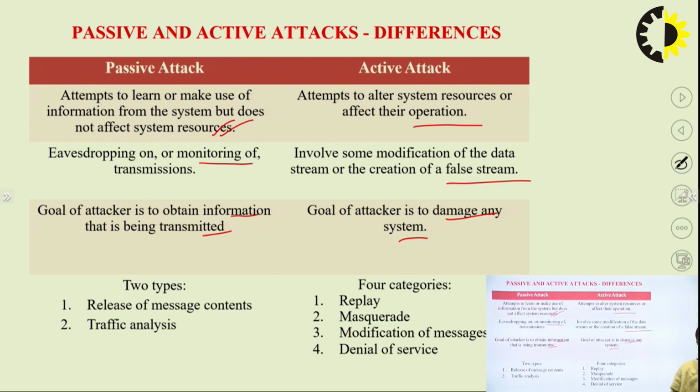So the goal is not only the monitoring of the message or the data which is being transferred. They are interested in doing any type of damage to a particular system. There are two types of passive attacks: release of message content and the analysis of traffic. That means whatever traffic is being transmitted, they only analyze the traffic, not doing any changes or harm to the data being transmitted. Now, active attacks are categorized into four different categories: replay, masquerade, modification of the message, and denial of service.